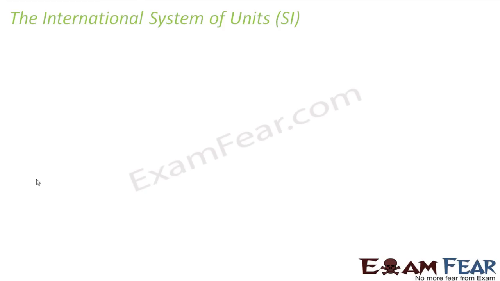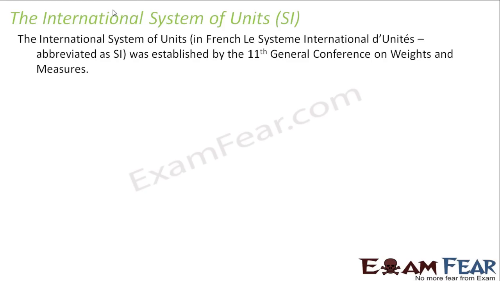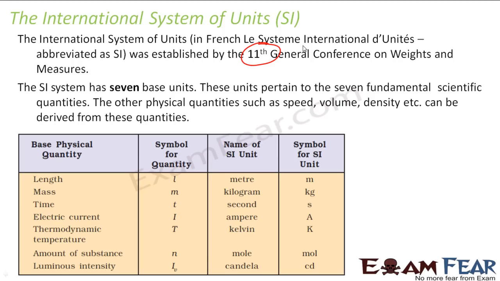There is something called International System of Units, right? SI, which defines all this. This International System of Units was established in the 11th General Conference of Weights and Measures. And what it says is, it gives 7 base units, as shown in the tables. There are only 7 base units, and they are called 7 fundamental scientific units. If you don't remember the names, just remember 7 days a week. So 7 base units we have, right?